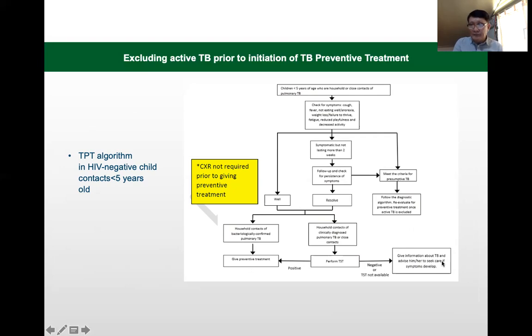Okay? So going back here, follow up and check for persistence of symptoms. If it doesn't resolve, it meets the criteria for presumptive TB. That means follow the diagnostic algorithm, and reevaluate for preventive treatment once active TB is excluded.